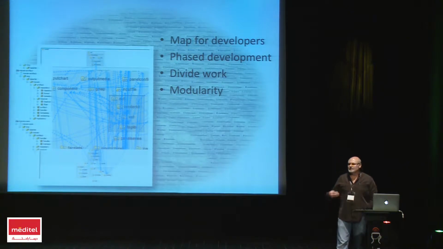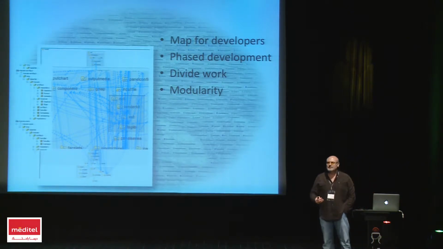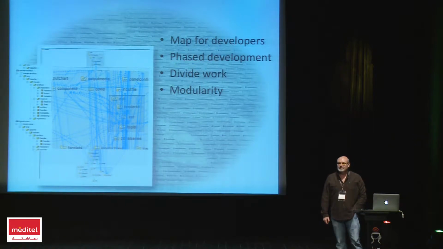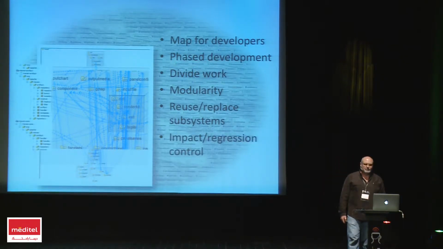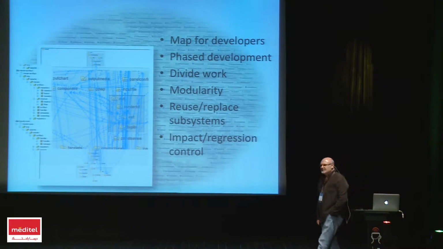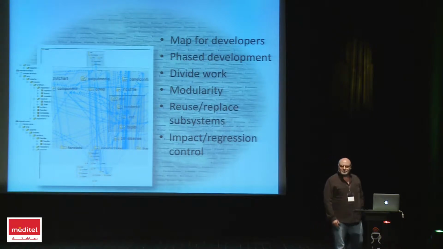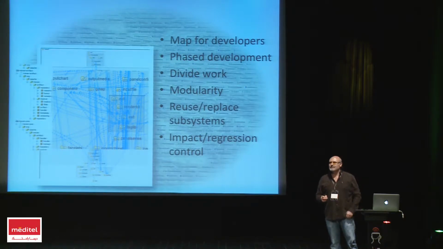Modularity, information hiding, all those software engineering 101 kind of concepts that we learned about, they all flow from a good, cogent organization of a code base. Reuse, replace subsystems. You can't reuse or replace something if it involves the whole code base. It's just not possible. Regression. What's going to get impacted when you make a change? You should know really before you make the change what other components could get impacted by this change.